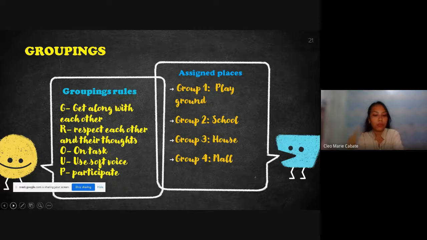Example is for school. So I love reading books at school. So you're going to encircle the action word that you use. It is reads, okay? Do you understand? Okay, do you have any question? Okay. So please start your group activity.